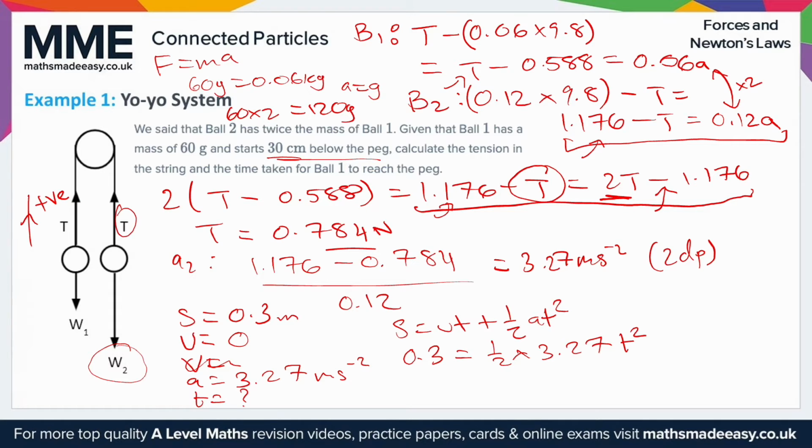Okay, now we can solve this problem, and you'll actually get two solutions because, of course, it's t squared, so when you square root it, you get a positive solution and a negative solution. You can't have a negative time, so initially you would get t equals plus or minus 0.43 seconds, but t cannot equal minus 0.43 because you can't have a negative time, so then t equals 0.43 seconds. That's how long it takes for ball 1 to reach the peg.